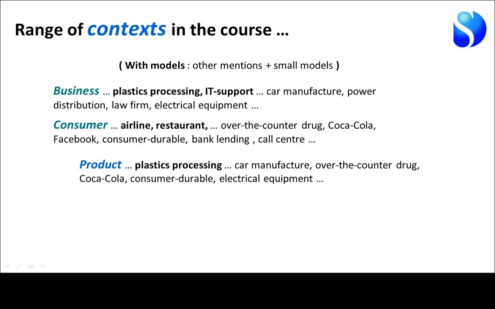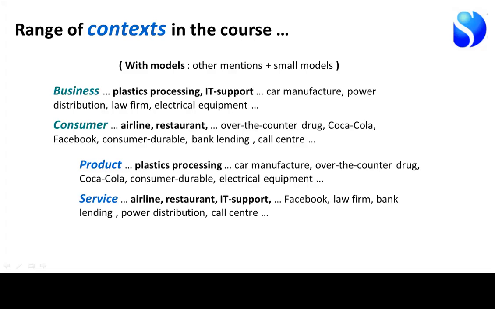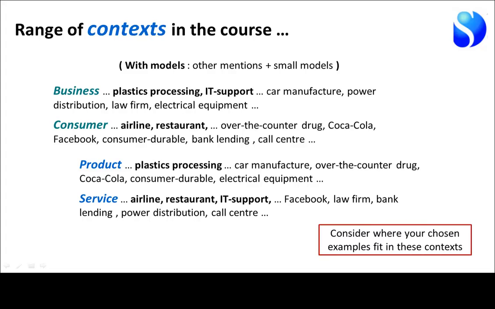On the product service distinction, well, plastics processing is a product. Car manufacturer, we refer to the over-the-counter drug as a product. Coca-Cola, consumer durables. We also talk about an electrical equipment manufacturer. That again is a physical product. On services, well, an airline and restaurant, IT support, they are all services, and we have extensive models through the course on those examples. But Facebook is a service, a law firm is a service, bank lending is a service as well.